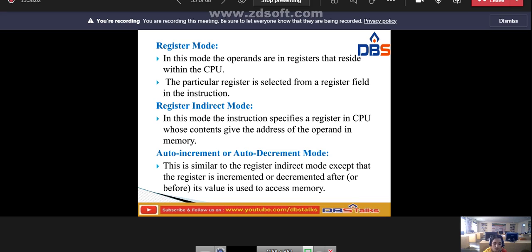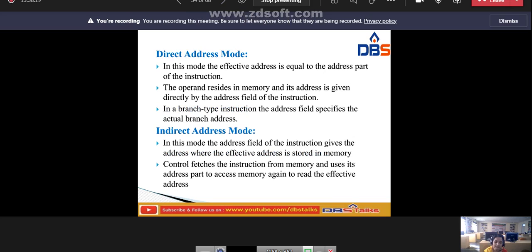So, the basic two modes of addressing used in the CPU are direct and indirect address mode. What is meant by direct address mode and indirect address mode? Coming to direct address mode, in this mode the effective address is equal to the address part of the instruction. The operand resides in memory and its address is given directly in the address field of the instruction. In the branch type instruction, the address field specifies the actual branch address. This is called the direct addressing mode.